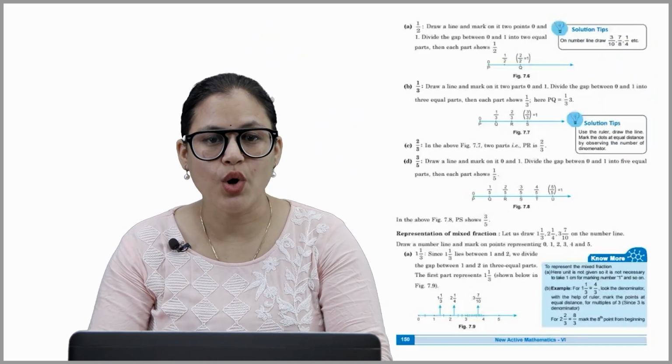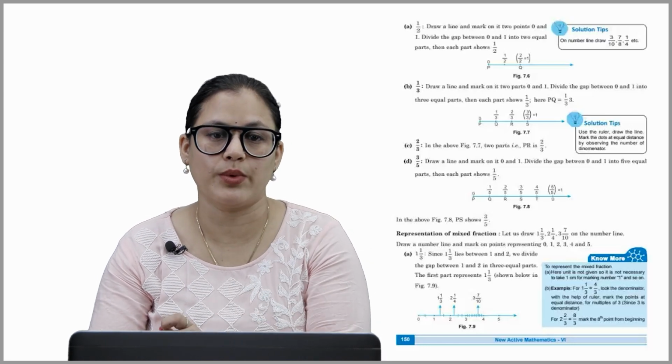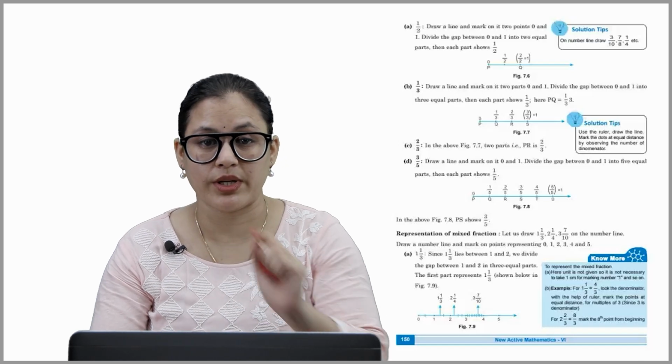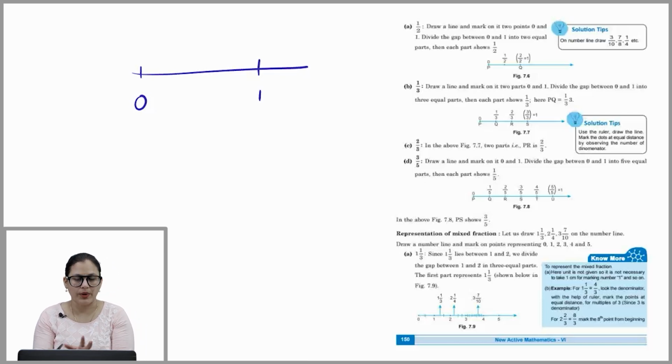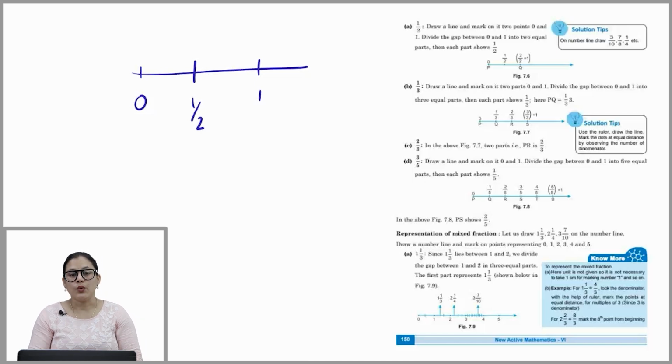A, 1 by 2. Draw a line and mark on it 2 points, 0 and 1. Divide the gap between 0 and 1 into 2 equal parts, and each part shows 1 by 2. See, 0 and 1. Now you have to divide this gap into 2 parts. So this part is what? 1 by 2. And this part is what? 2 by 2, that is 1.